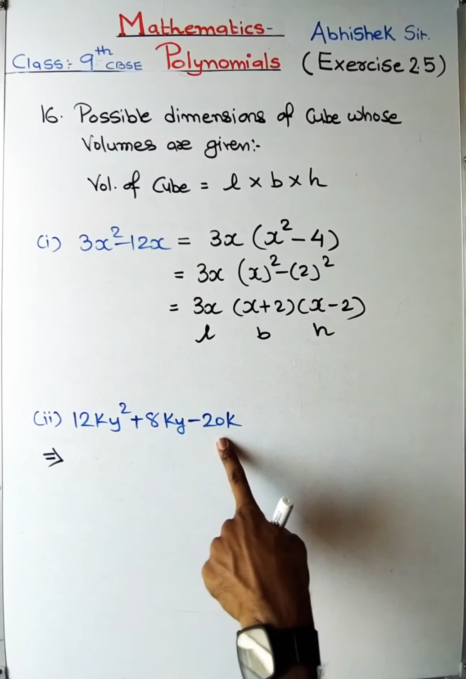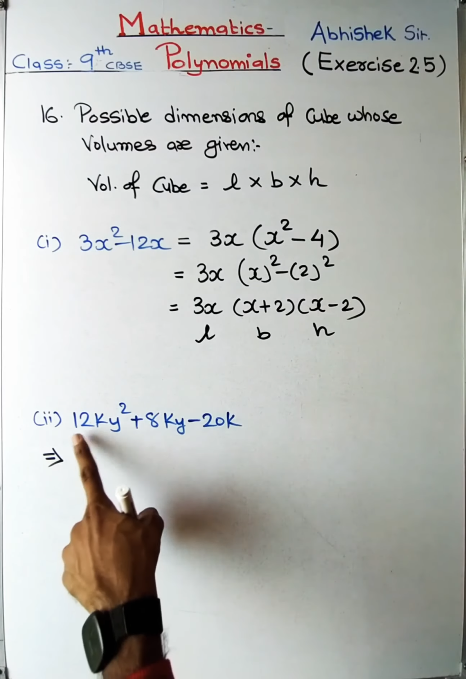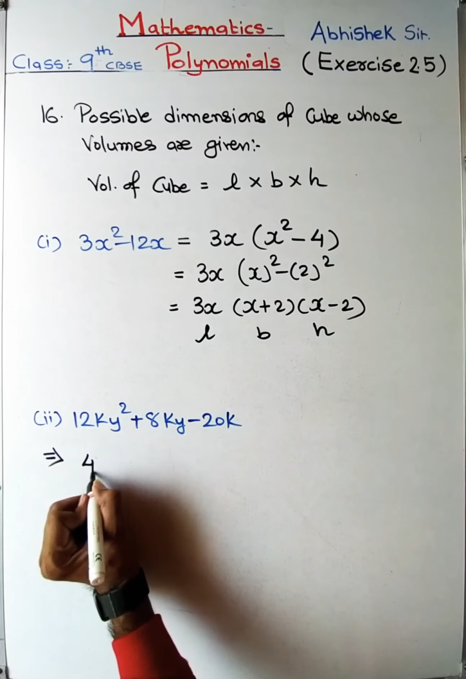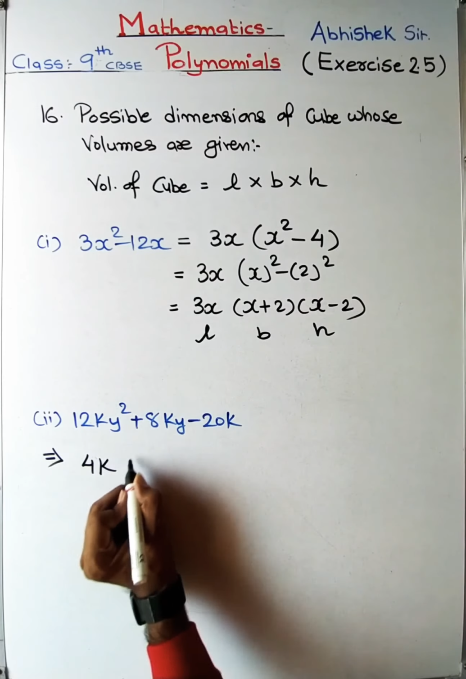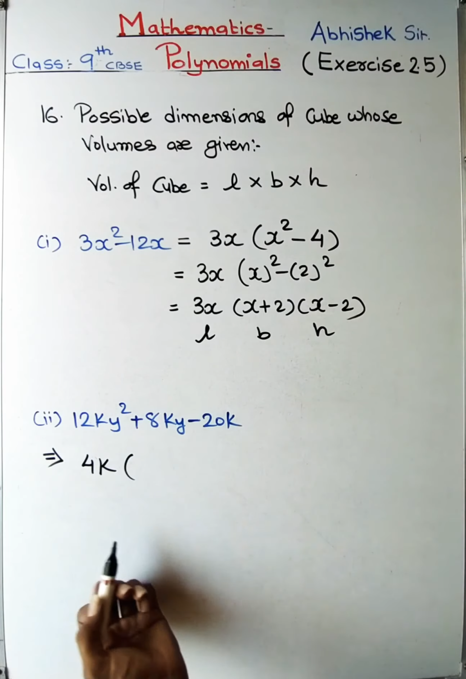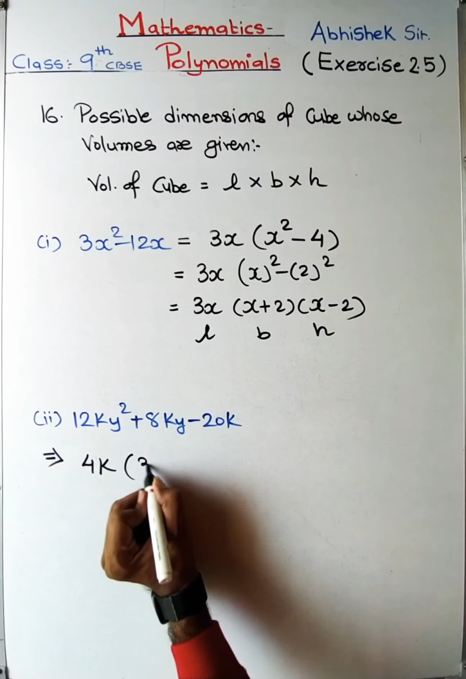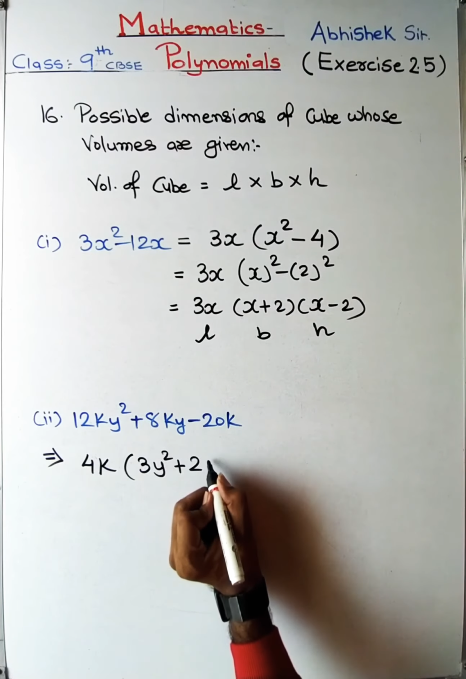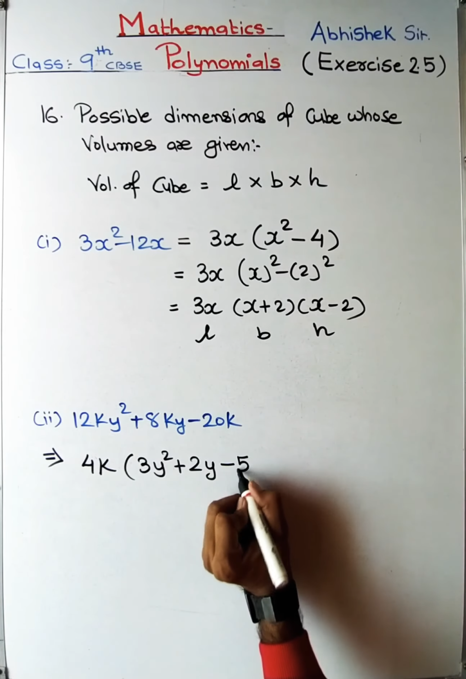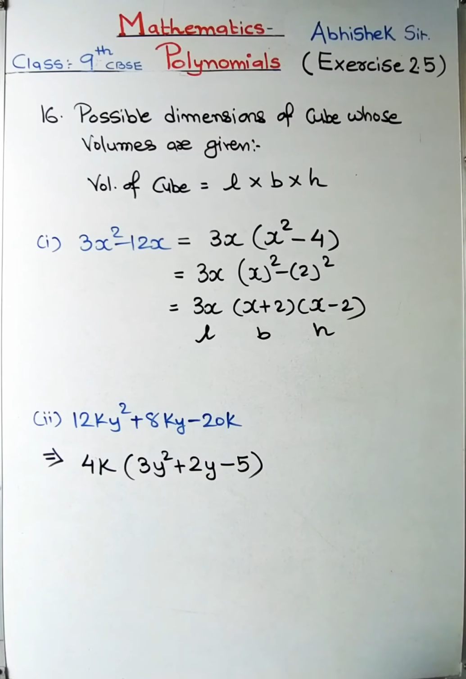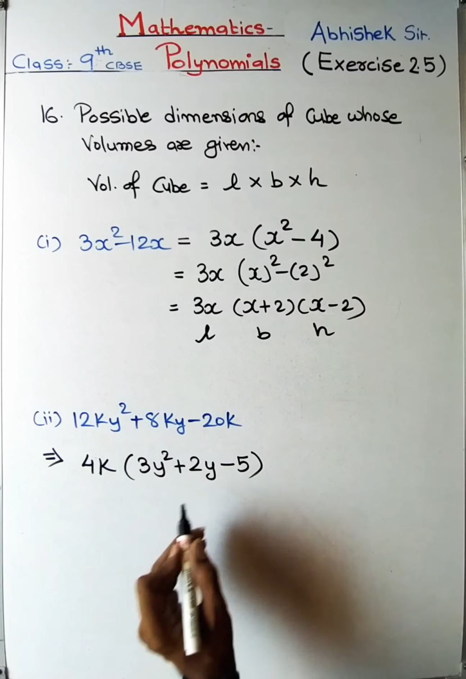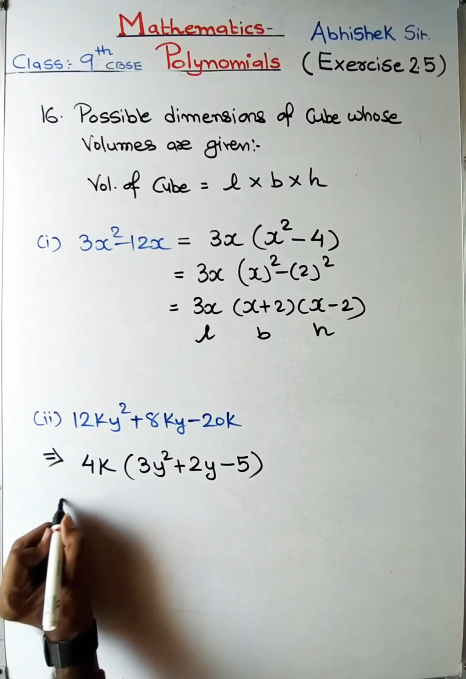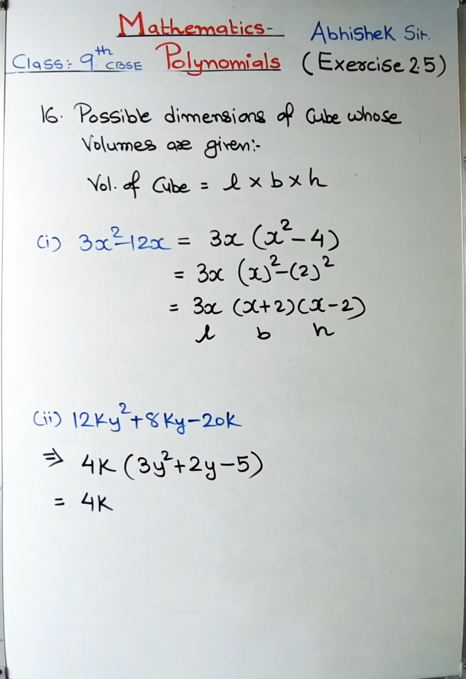Now here this is an interesting question, not easy at first if you look at it, but if you take common then it will become very easy. So 12, 8 and 20 are all in the 4 table. So take 4 common, and k will also be common. And now if we remove 4k, inside the bracket we have 4 3s are 12y square plus 4 2s are 8y minus 4 5s are 20. Clear? Now we have got two different products, 4k and this bracket. Still we have to split this bracket, so using splitting the middle term.